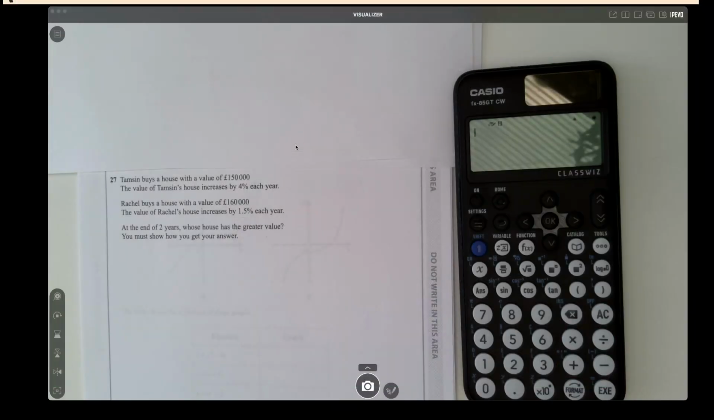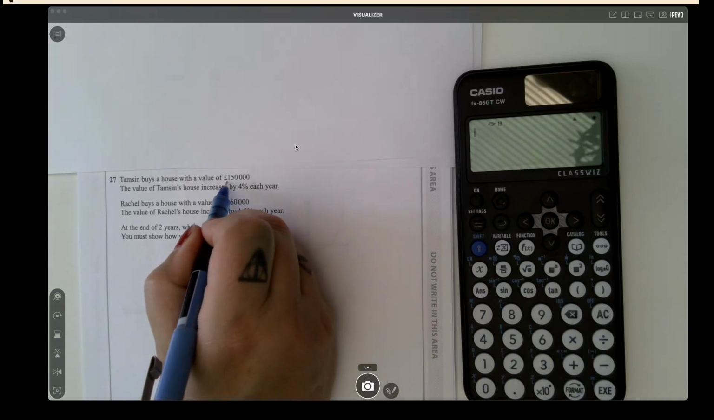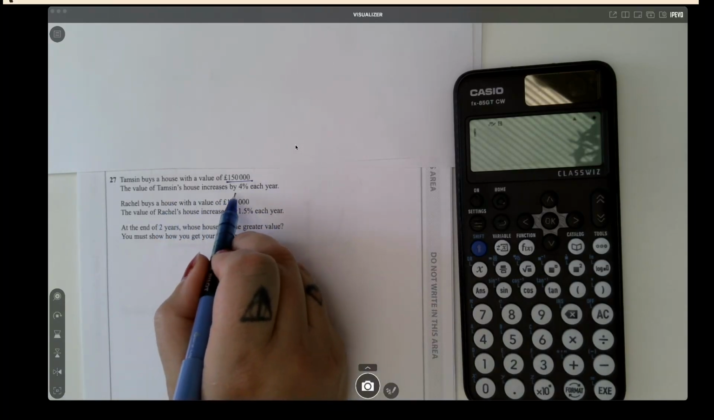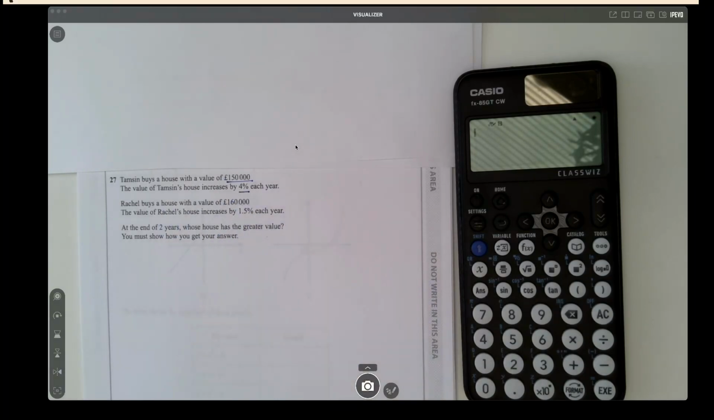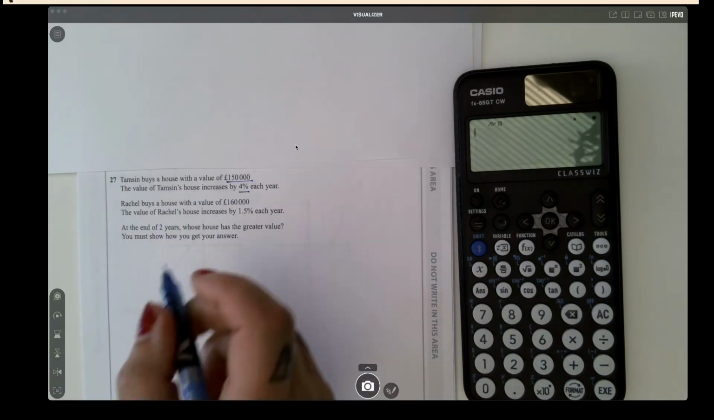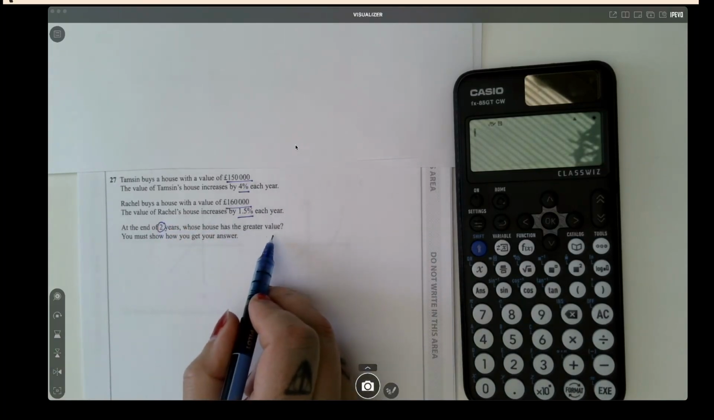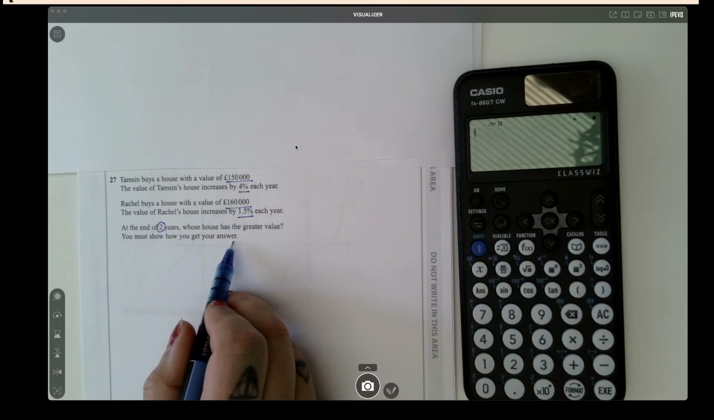Question 27. Tasmin buys a house with a value of £150,000. The value of Tasmin's house increases by 4% each year. Rachel buys a house with a value of £160,000 and the value of Rachel's house increases by 1.5% each year. At the end of 2 years, whose house has the greater value? You must show how you get your answer.